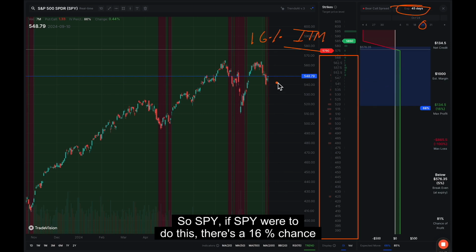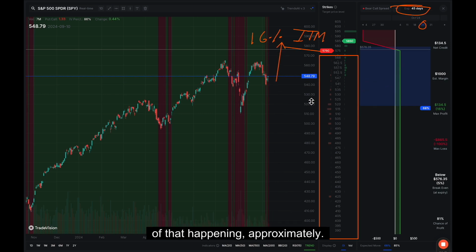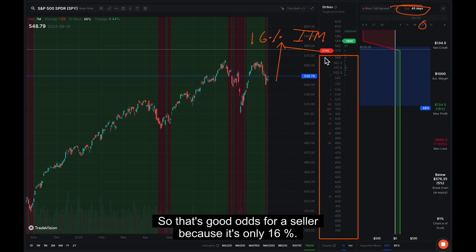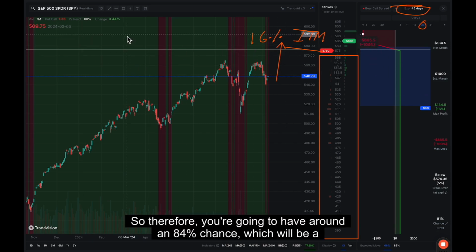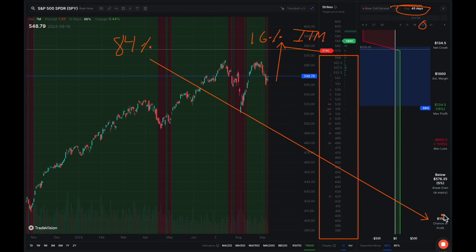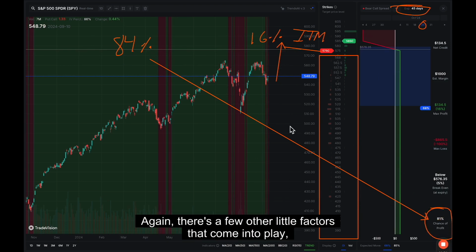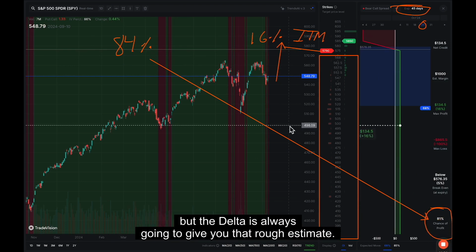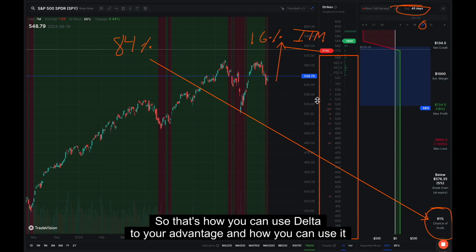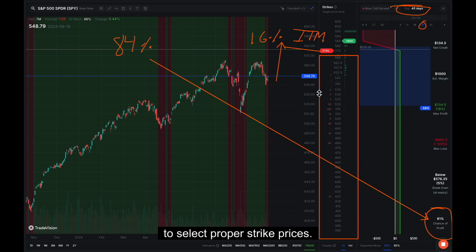So if SPY were to do this, there's a 16% chance of that happening, approximately. Okay, so that's good odds for a seller because it's only 16%. So therefore, you're going to have around an 84% chance, which will be a rough estimate to this number down here. Okay, again, there's a few other little factors that come into play, but the delta is always going to give you that rough estimate. So that's how you can use delta to your advantage and how you can use it to select proper strike prices.